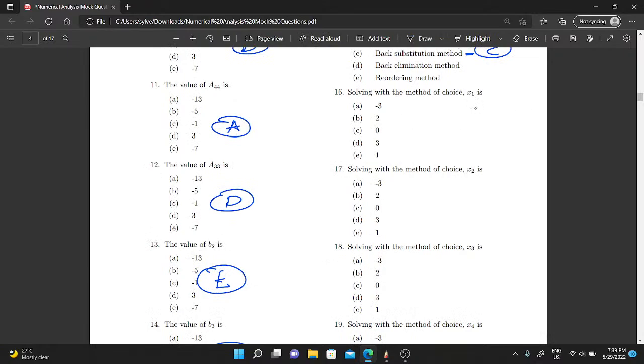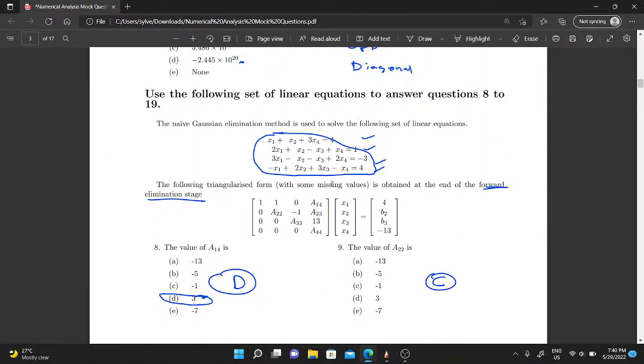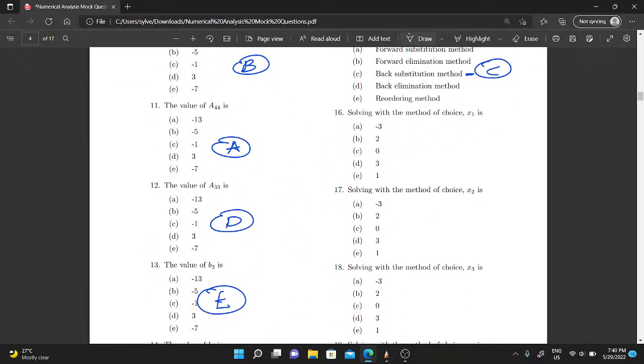So solving it with a method of choice, X1 is what? X2 is what? X3 is what? X4 is what? Let's go. As with this one also, we solved it and would like you to check us. The x1 answer we got wasn't available here. So x1 is equal to -1. As I said, please check us. X2 is B. We got a 2 for that.